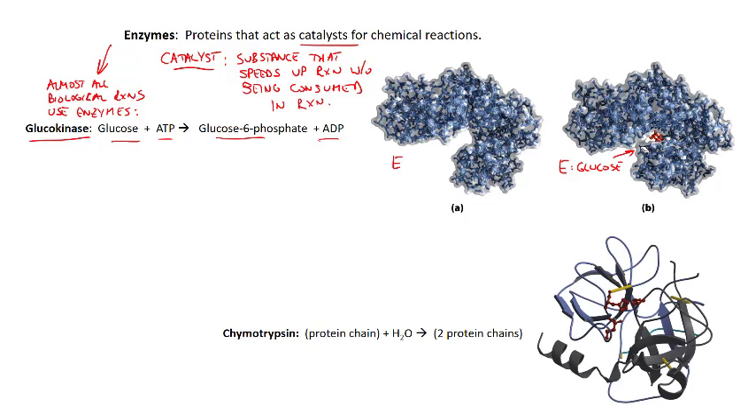Another example of an enzyme would be chymotrypsin. Chymotrypsin is an example of a protease, which is an enzyme that catalyzes the cutting of another protein. And so chymotrypsin's reaction would be another protein, that would be its reactant, plus water gives you 2 protein chains.